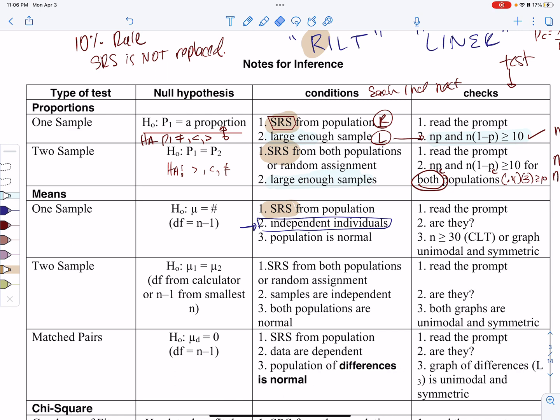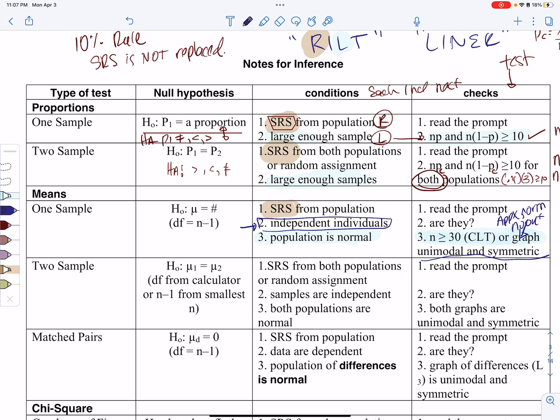So, and then the normal population, that is how you are testing the L. That's the L. And how are you going to do that? With means, remember, it's n greater than 30, or you can graph it. Now remember, if it's not greater than 30, that's why it says or graph. So you're going to do a histogram or a box plot to show that it is approximately normal with no outliers, right? Or here, unimodal symmetric. That's what I'm looking for.